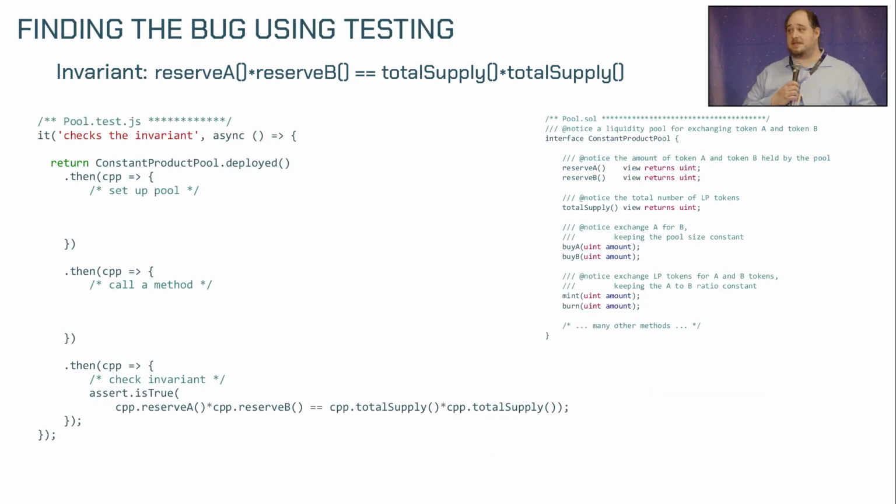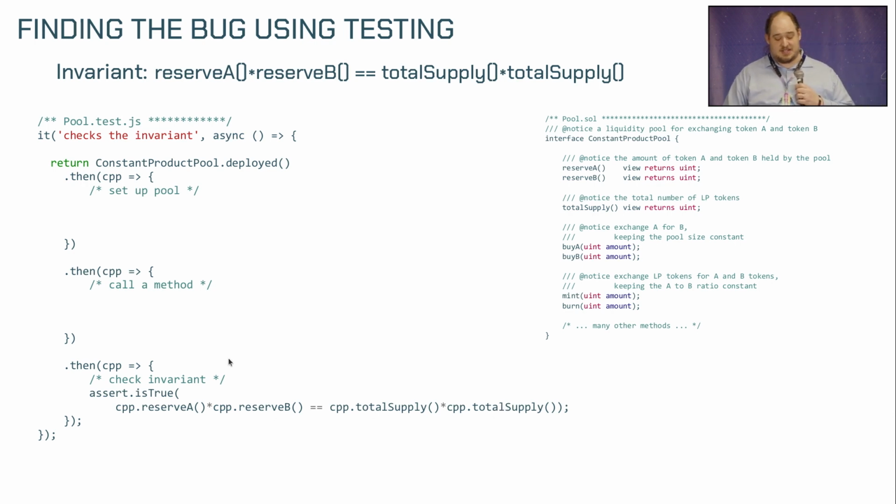So another thing that developers often do, and is a really important tool, is testing. So what you might do, again, if this key invariant is what you want to check, you might write some test code, right? And at the end, you're going to set up your pool, you're going to call some method on your contract, and then at the end, you're going to check exactly the property you want to check, right? So reserve A times reserve B is the total supply squared, right?